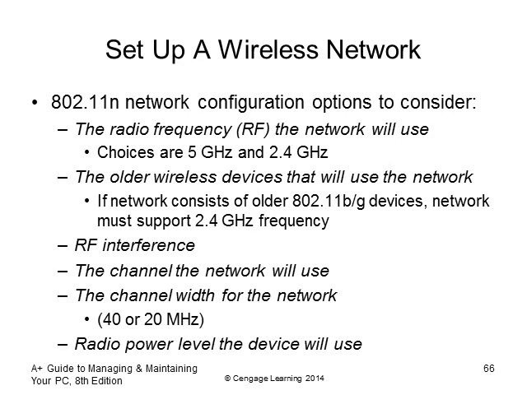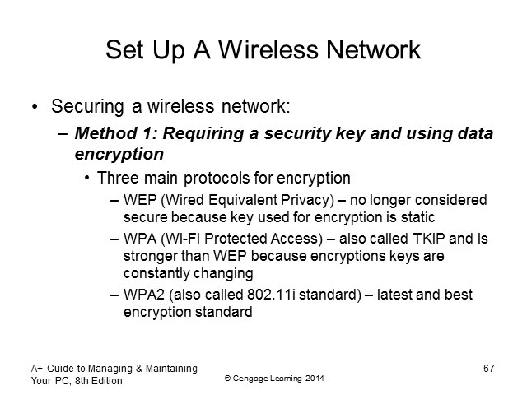802.11n configuration options to consider: either 5 gigahertz or 2.4 gigahertz for radio frequency. Older wireless devices that will use the network, for example the B or G flavors, are going to need the 2.4 gigahertz. Radio frequency interference can cause problems. The channel the network will use, the channel width for the network, which is going to be 40 or 20 megahertz, and then the radio power level the device will use. Those are all things to keep in mind.